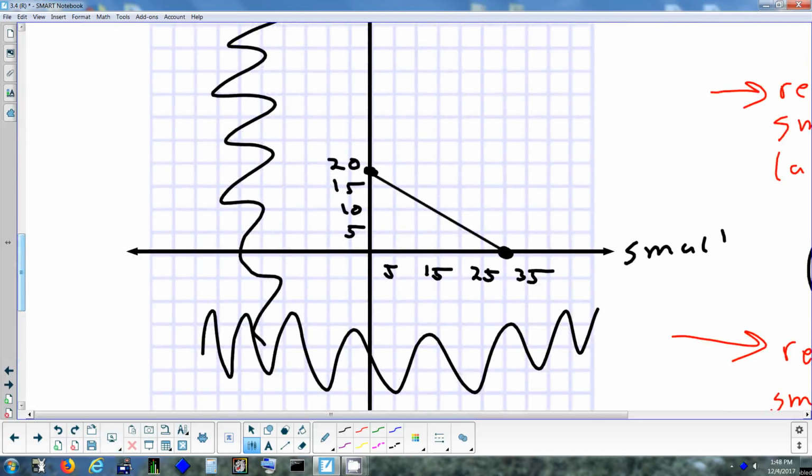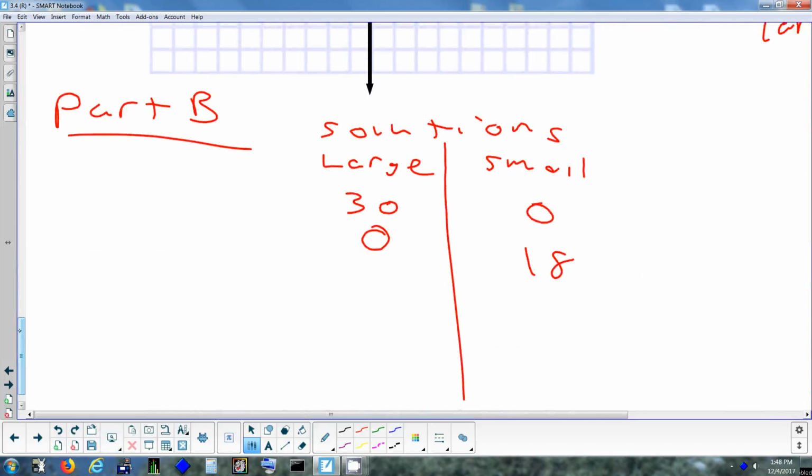We have to try to find a point that looks like it's on that line. Oof. Anyone see another one? 15. Yep, 15 and 5. I think so. Let's check it. 5 small, 15 large.